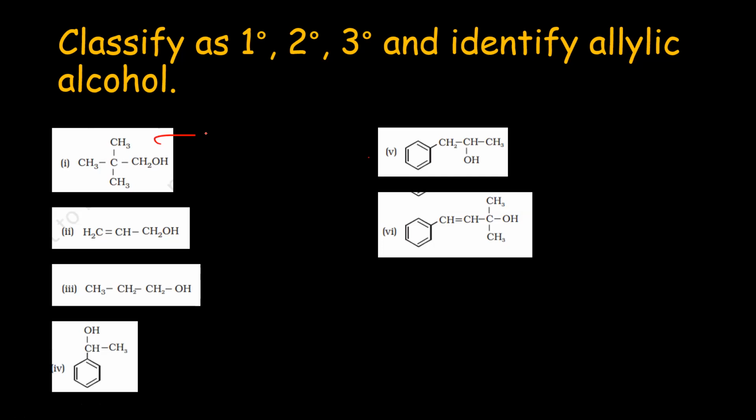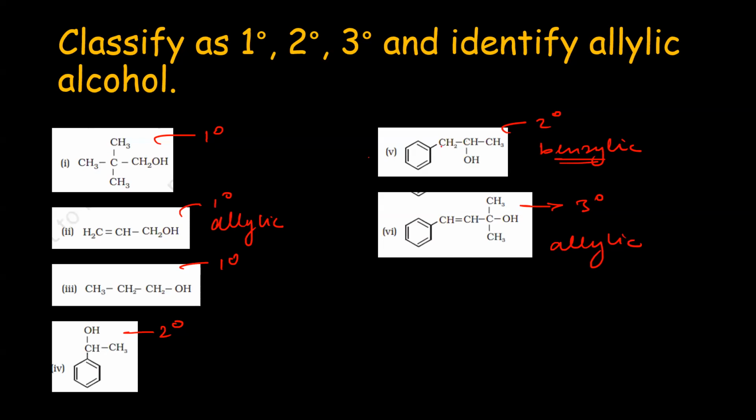Okay, so this will be 1 degree. This will be 1 degree plus allylic. This will be 1 degree. This will be 2 degree. This will be 2 degree, but this is not allylic, this you can call benzylic. Okay, this is benzylic, it is not allylic. And this is going to be 3 degree, and this is allylic.